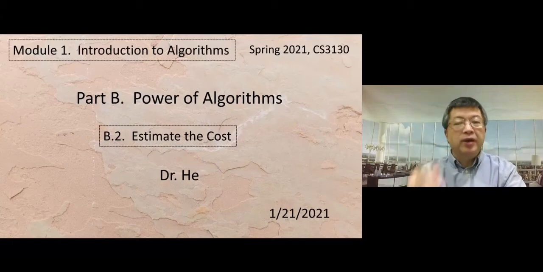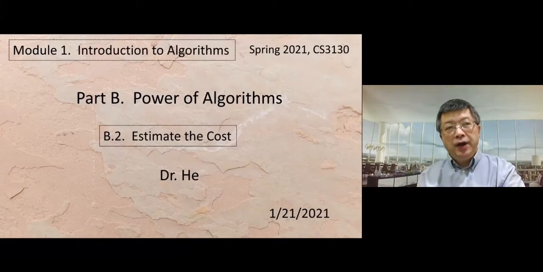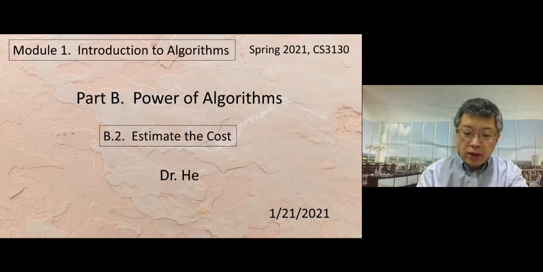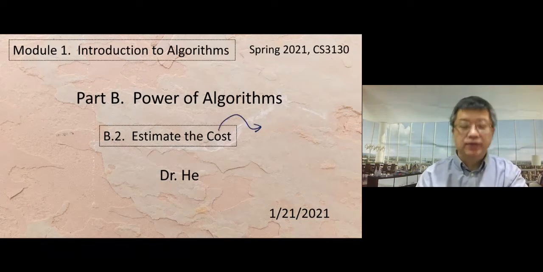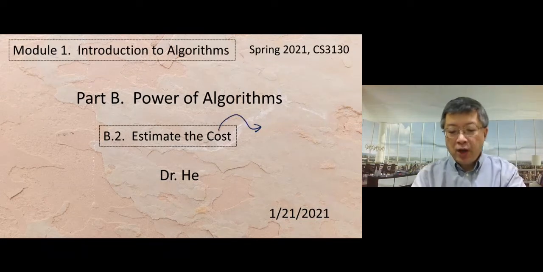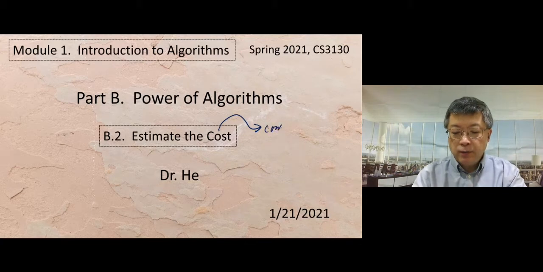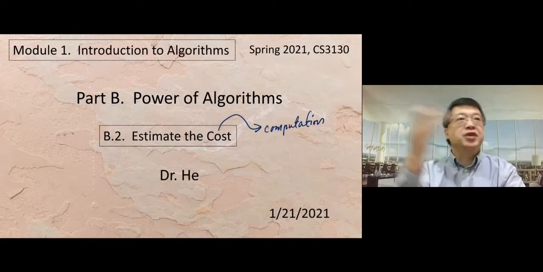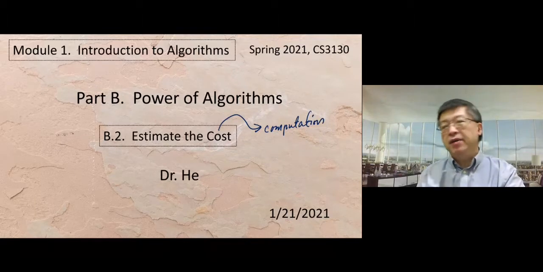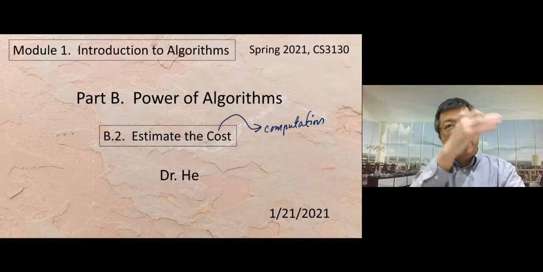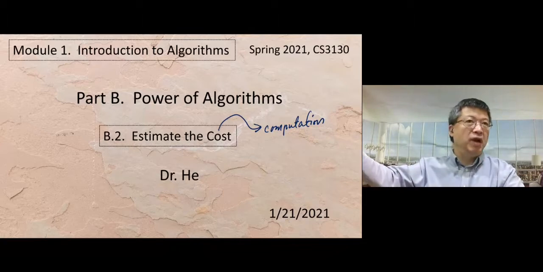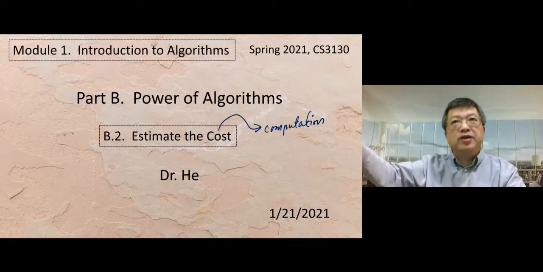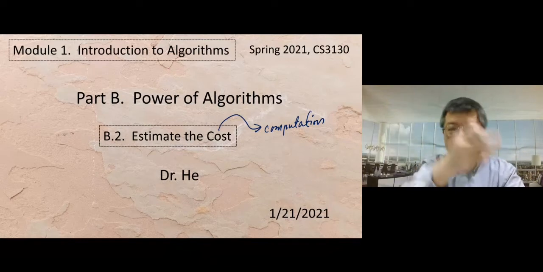B.2, estimate the cost. Here, we use the term cost. What do you mean the cost? The cost here, we mean the computation cost. When you do computation, there is a cost you need to pay, right? Yeah. In execution time, right? So in many different ways, we can describe that cost.